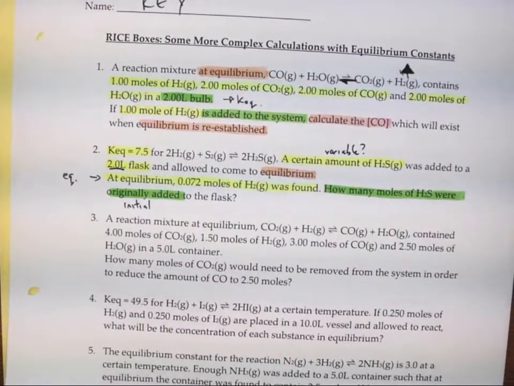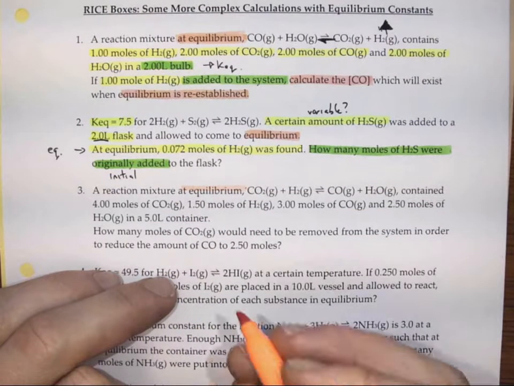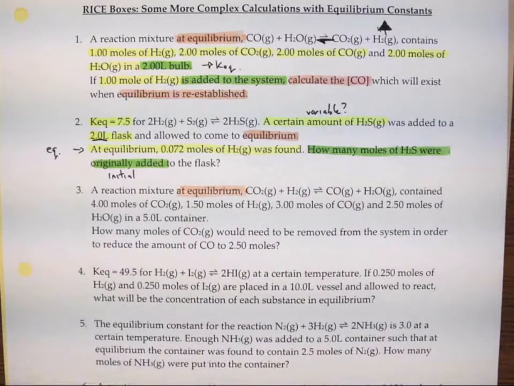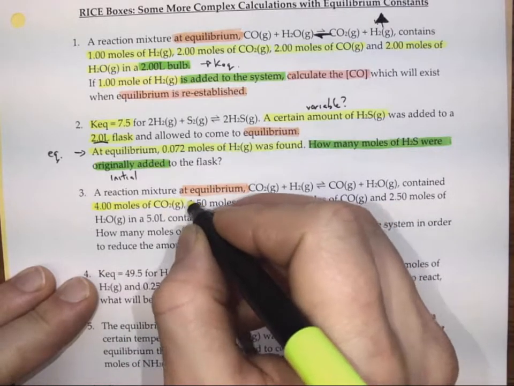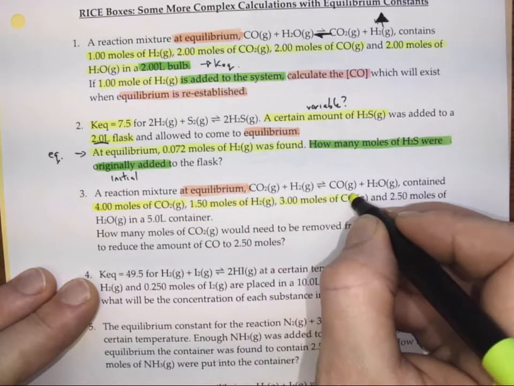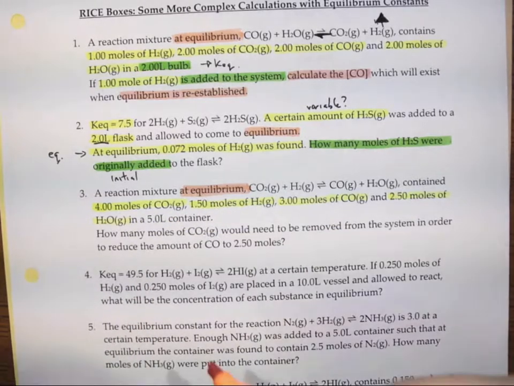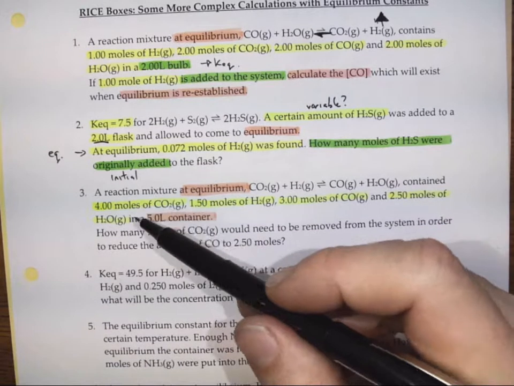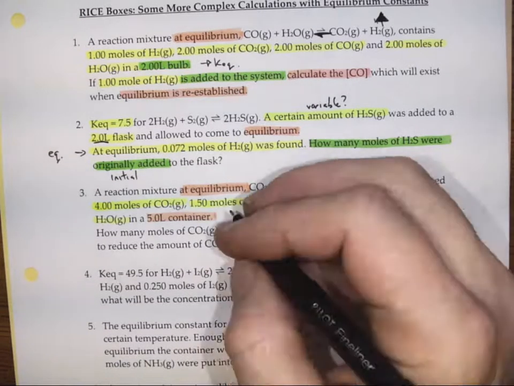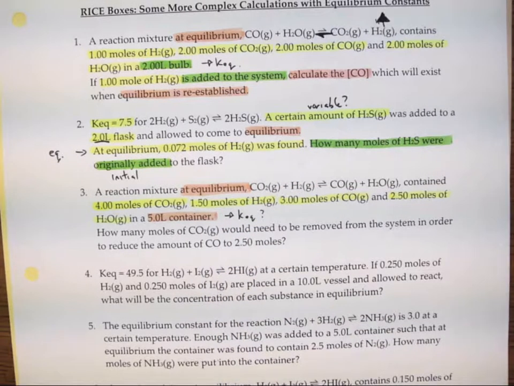Question 3 says we've got a reaction at equilibrium. And then it has some quantities of carbon dioxide, 4 moles, 1.5 moles of hydrogen gas, 3 moles of carbon monoxide, 2.5 moles of water, and this is all in a 5-liter container. Okay, so that sounds like we have moles and the volume of each of the substances, so we should be able to find a KEQ? So that's just a little thought.